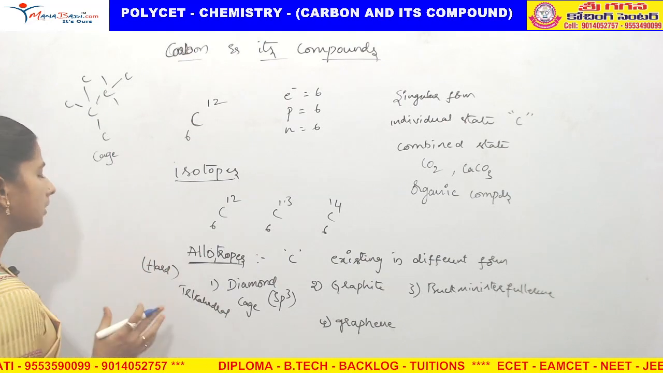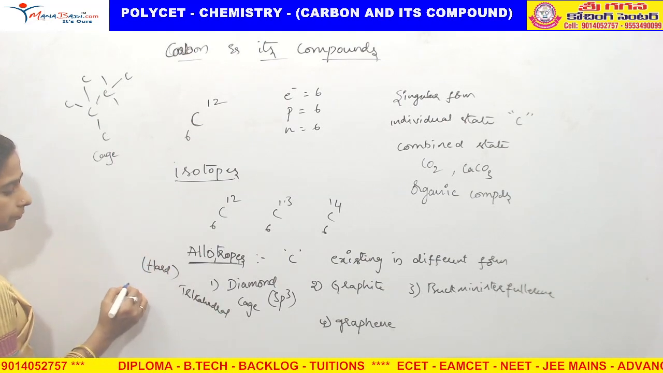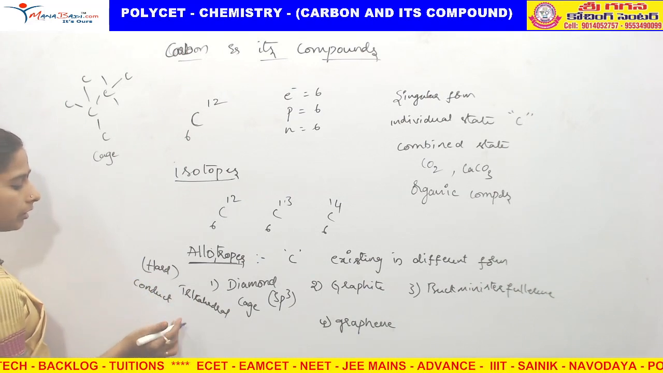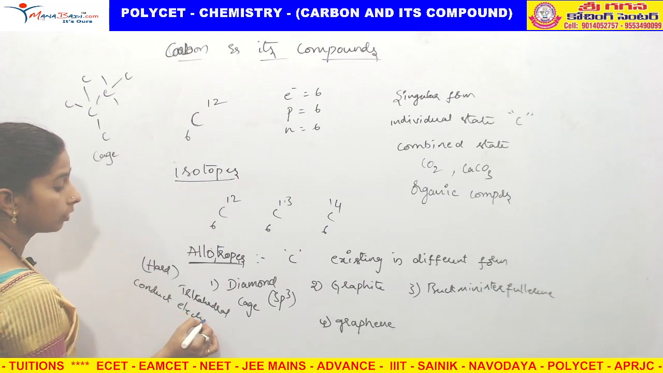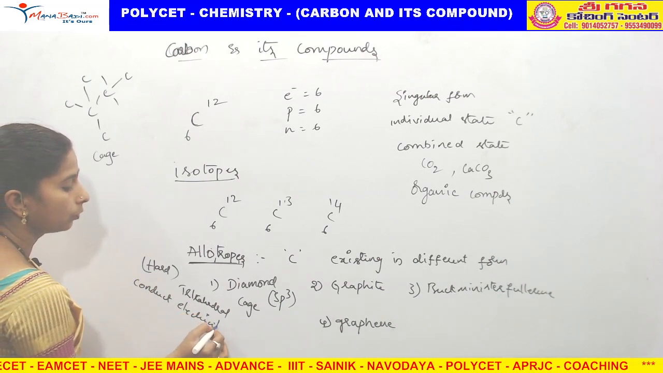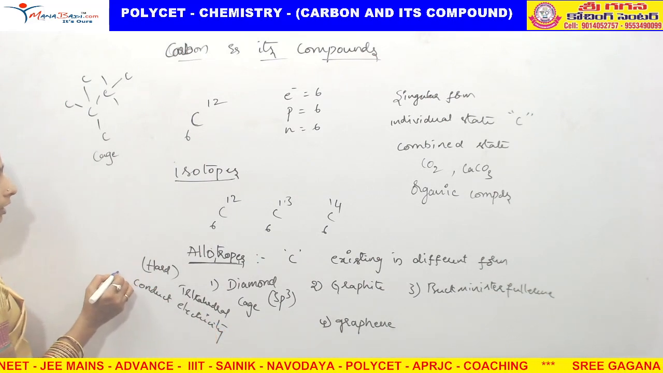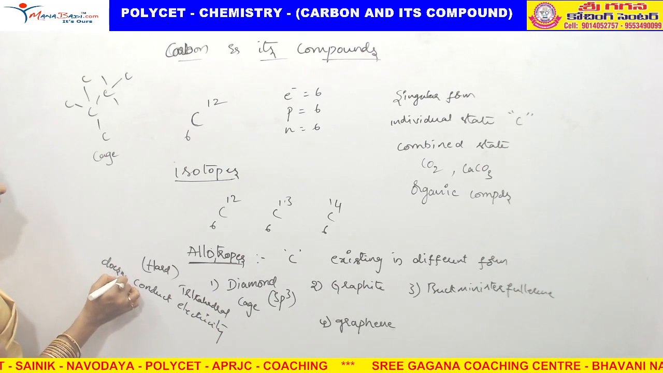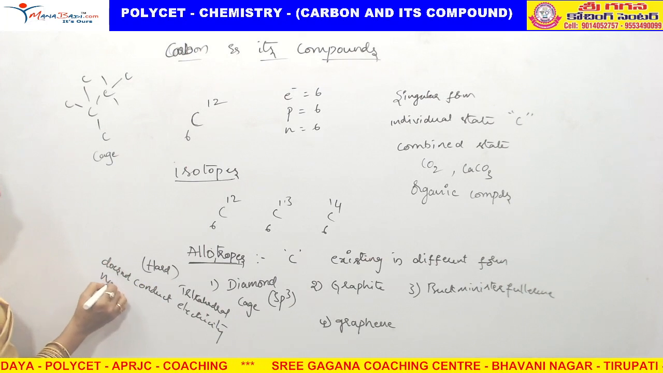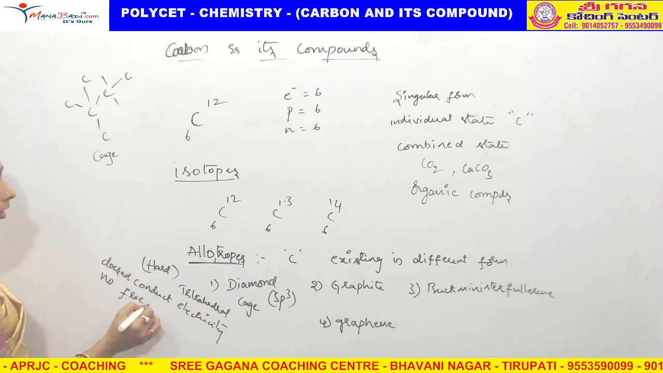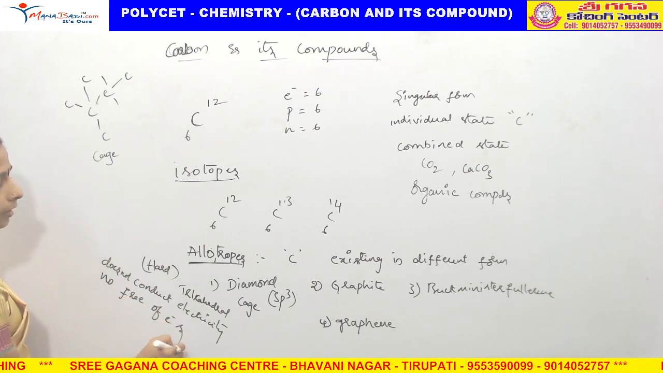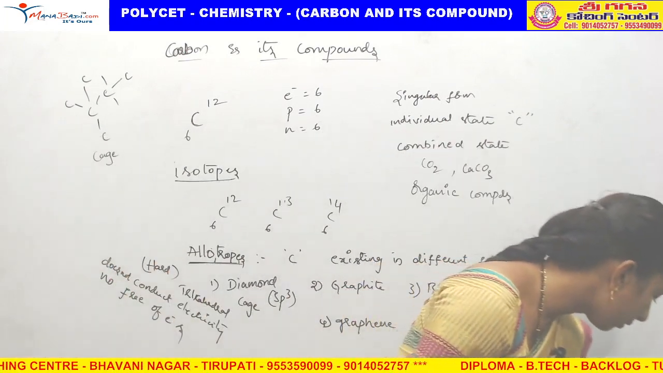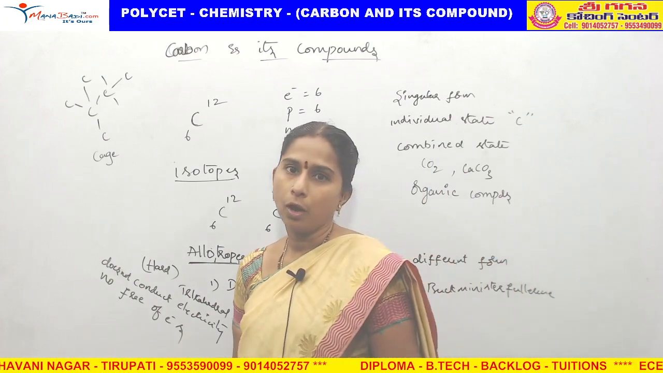And it does not conduct electricity, because there are no free electrons. Diamond does not conduct electricity. What is the reason? There are no free electrons in diamond. That is about diamond, which is one of the allotropes of carbon.